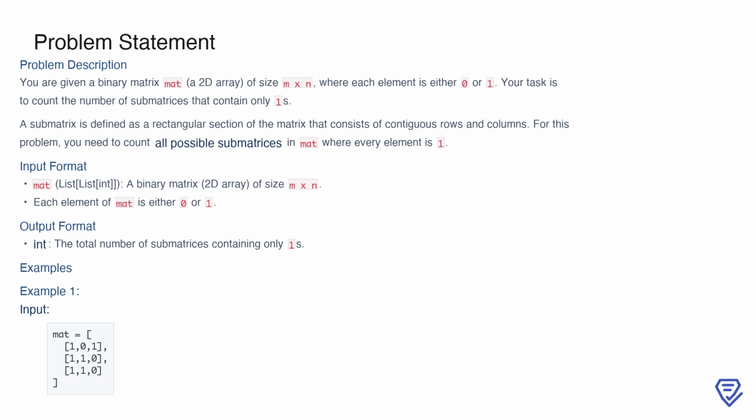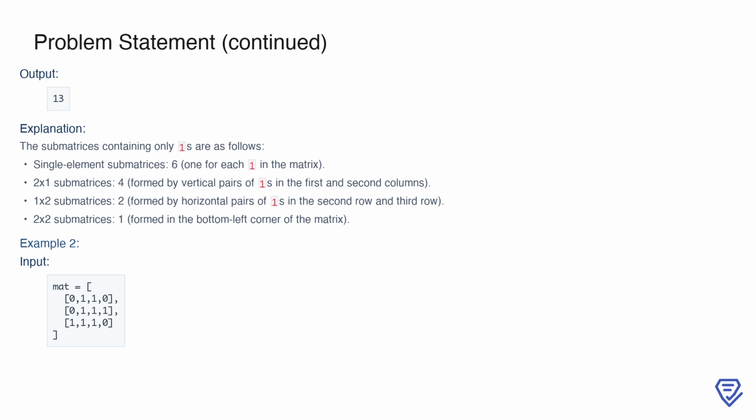This problem challenges us to consider all possible combinations of rows and columns within the given matrix and check which ones satisfy the condition of containing only ones. For the first example, we have a 3 by 3 binary matrix. The output for this input is 13, which is the total count of submatrices that contain only ones.